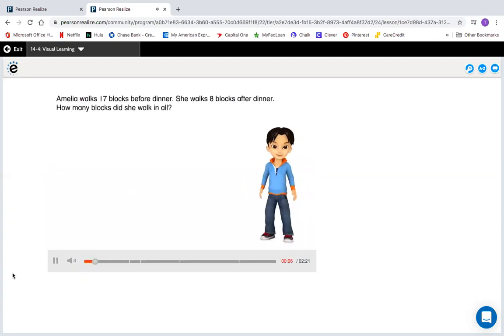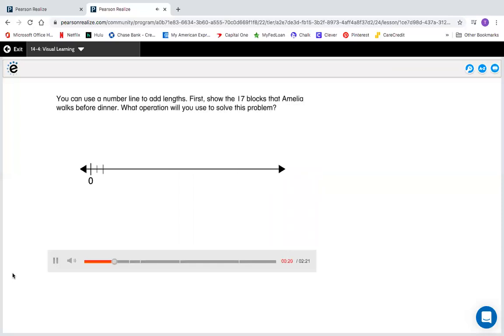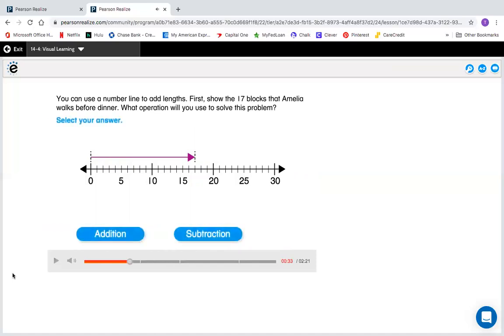Amelia walks 17 blocks before dinner. She walks 8 blocks after dinner. How many blocks did she walk in all? Let's solve a problem. You can use a number line to add lengths. First, show the 17 blocks that Amelia walks before dinner. What operation will you use to solve this problem? Select your answer. So I want you to think.